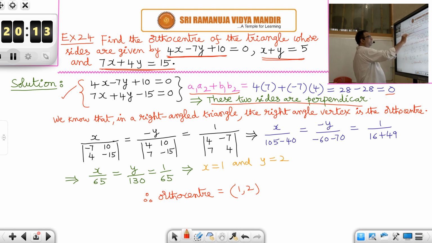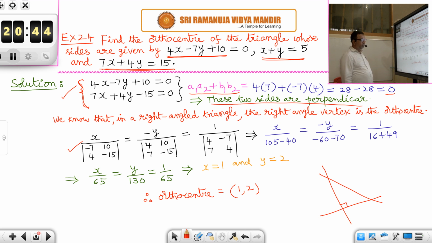These two are perpendicular. That means a right angle triangle is formed by these three lines, unless the three lines are concurrent. Third line we have not checked. If it is not concurrent with the first two lines, which are perpendicular to each other, then they will form a right angle triangle. Okay. So, in a right angled triangle, the right angle vertex is the orthocenter. You know that. Is it not? So, that means just we have to solve these two perpendicular lines to get the orthocenter. So, by using the rule of cross multiplication, I have found the orthocenter, and it is 1, 2. It is the point of intersection of the perpendicular lines. So, right angle vertex is the orthocenter.